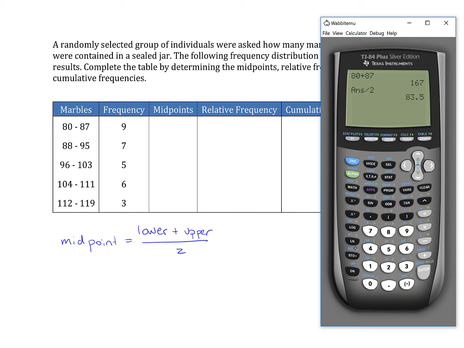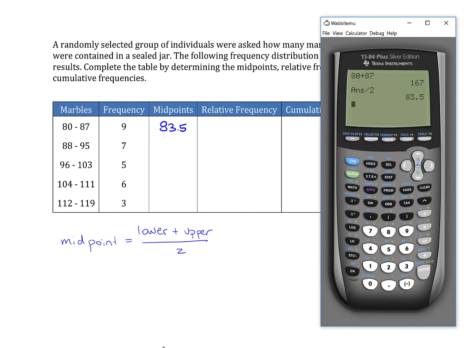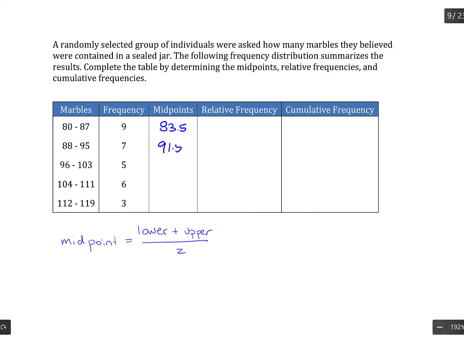So my estimate was pretty close. I said 84 or 85. I was a little bit high, but it is right in line with my expectation. So 83.5 is the midpoint of my first class. Now I can do the same for the next class. 88 plus 95, divide by 2, and that's 91.5. And I can just continue this process for the rest of them, and that's fine.